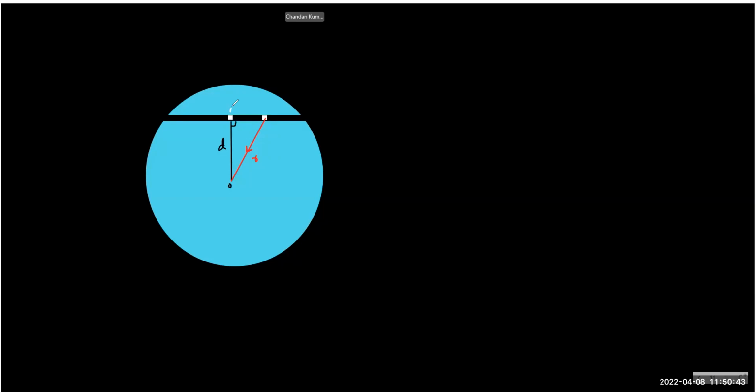Exactly at this point, right? This is the mean position. Why? Because gravity will act like this, and it will have no effect to propel the train right or left.